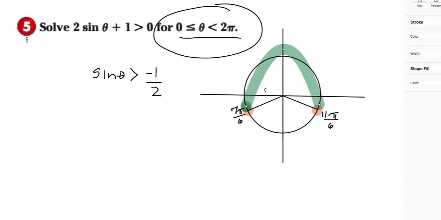Sorry, that became a parabola. Oh, computer. So we want these values that are highlighted in green along the circle. And so we need to find a way to describe them in terms of theta.